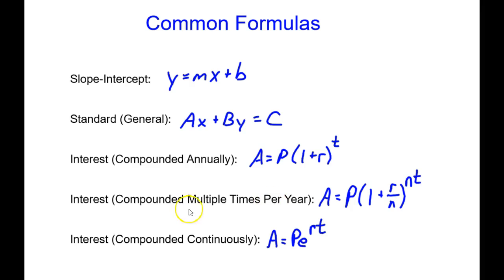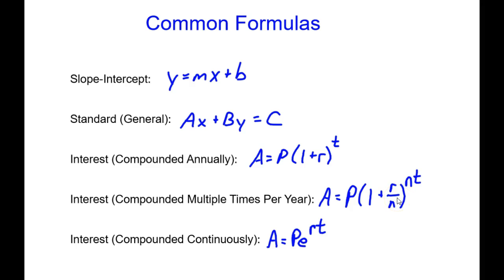We have the equation if that interest is compounded multiple times per year. The only thing that changes is we have to divide our rate by the number of times it's compounded a year. For example, if it was compounded quarterly, that would be 4 times per year. Our n value would be 4. Then we also have to multiply the number of years in our exponent by that n value.